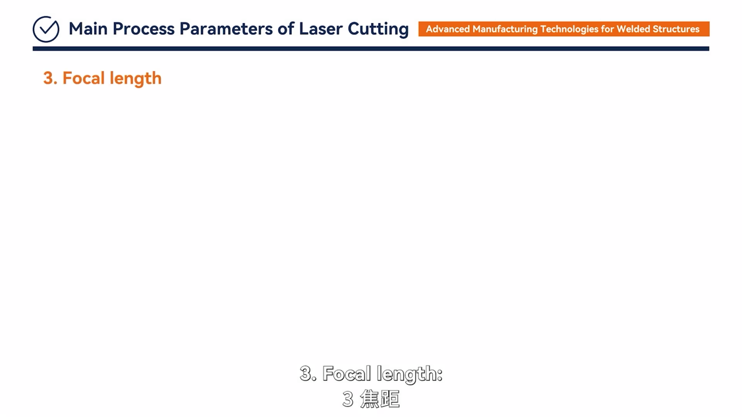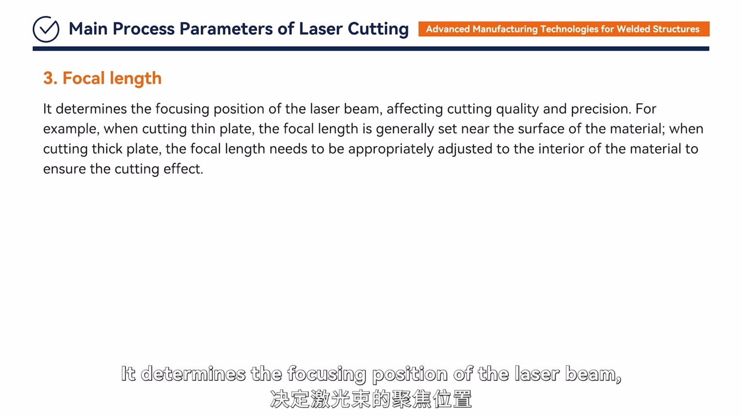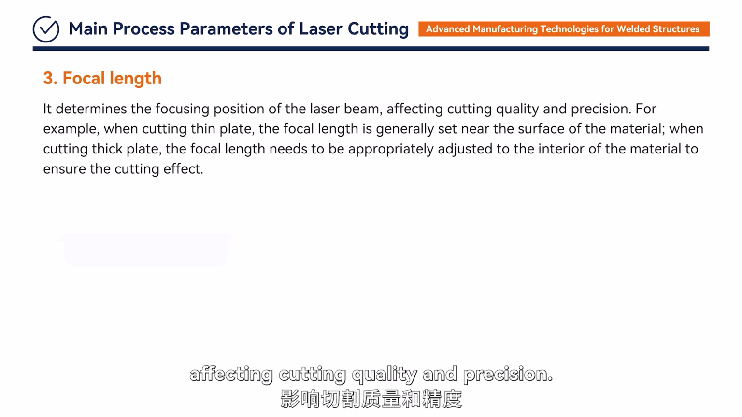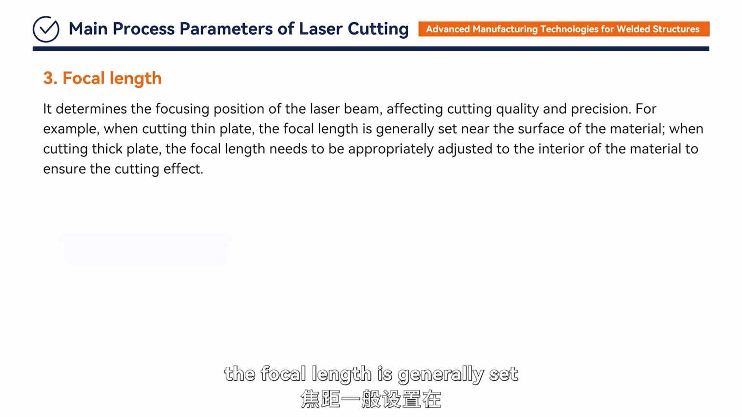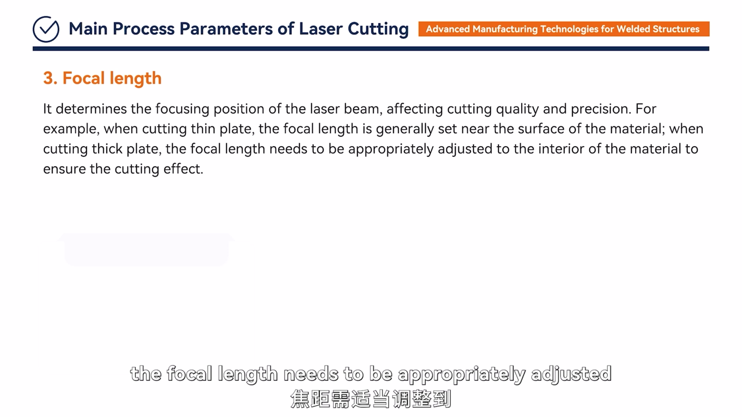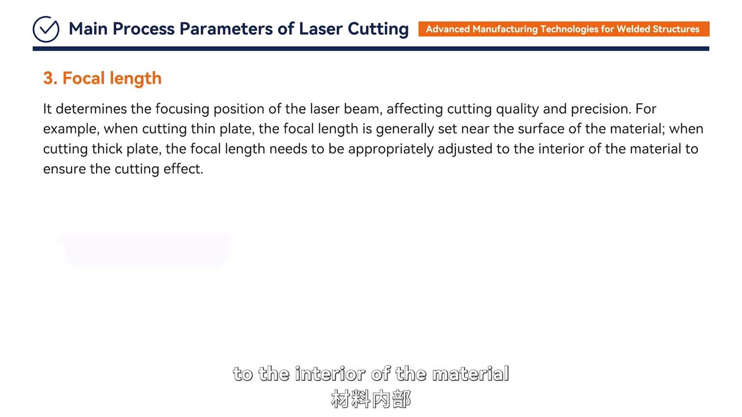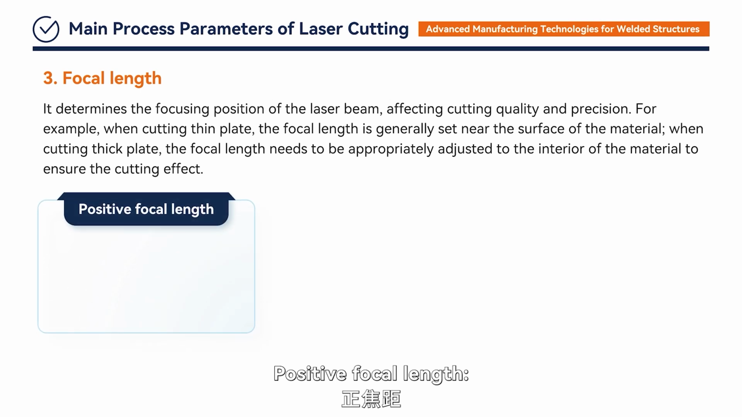3. Focal length. It determines the focusing position of the laser beam, affecting cutting quality and precision. For example, when cutting thin plate, the focal length is generally set near the surface of material. When cutting thick plate, the focal length needs to be appropriately adjusted to the interior of the material to ensure the cutting effect.